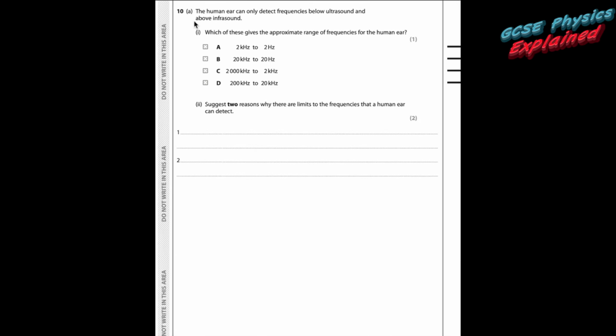Question 10, Part A. The human ear can only detect frequencies below ultrasound and above infrasound. Which of these gives the approximate range of frequencies for the human ear? So ultrasound is 20,000 hertz and infrasound is anything below 20 hertz. So the answer is B.